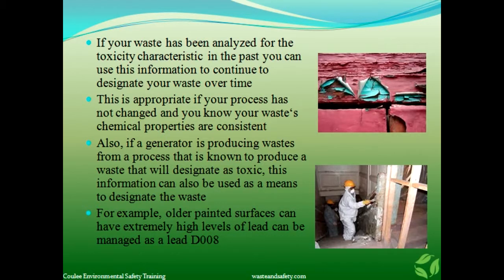If your waste has already been analyzed for the toxicity characteristic in the past, you can continue to use this information to continue to designate your waste over time. This is appropriate if your process is not changed and you know what your waste's chemical properties and constituents are. Also, if a generator is using a process that is known to produce a waste that will designate as toxic, this information can also be used to designate the waste. For example, if you're removing paint that's known to contain lead, you don't need to send those paint chips off for sampling or for analysis if it's been well established already that that paint is going to designate as D008. You can simply apply that waste code to that material when you dispose of it.